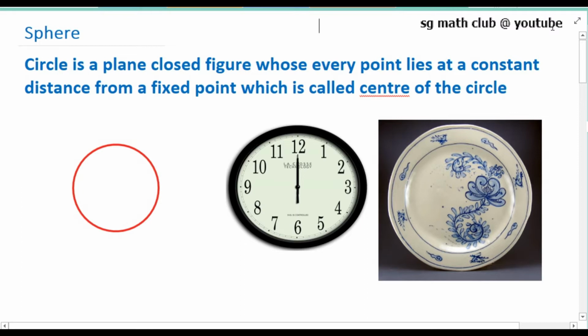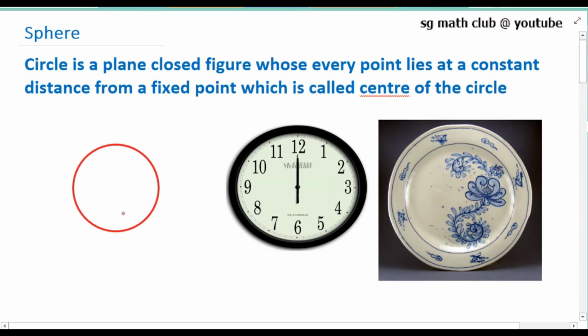We have already studied how to find the surface area of a cube, cuboid, cylinder and cone. So in today's video, we will see how to find the surface area of a sphere. So what is a sphere? Is it the same as a circle?